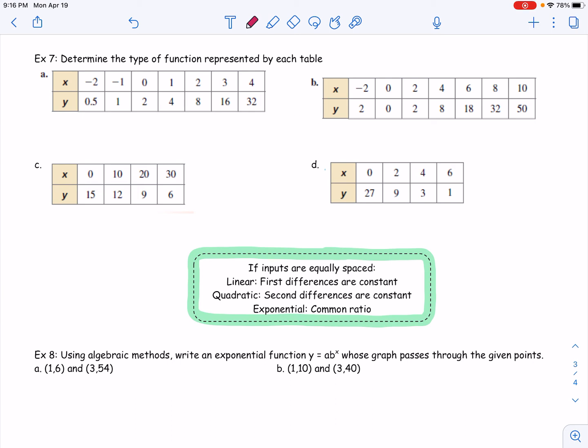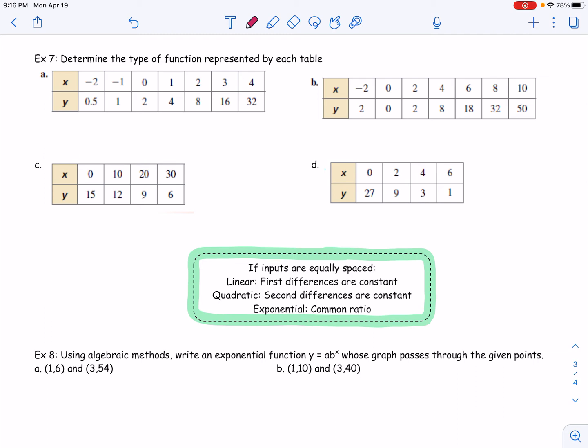And then lastly, we're getting into exponential. Exponential is going to give us a common ratio. So if we're multiplying or dividing by the same thing, then that means it's exponential. So, like I said earlier, great news, all of the inputs are already equally spaced, so we don't have to worry about that. So now I'm looking at the outputs.